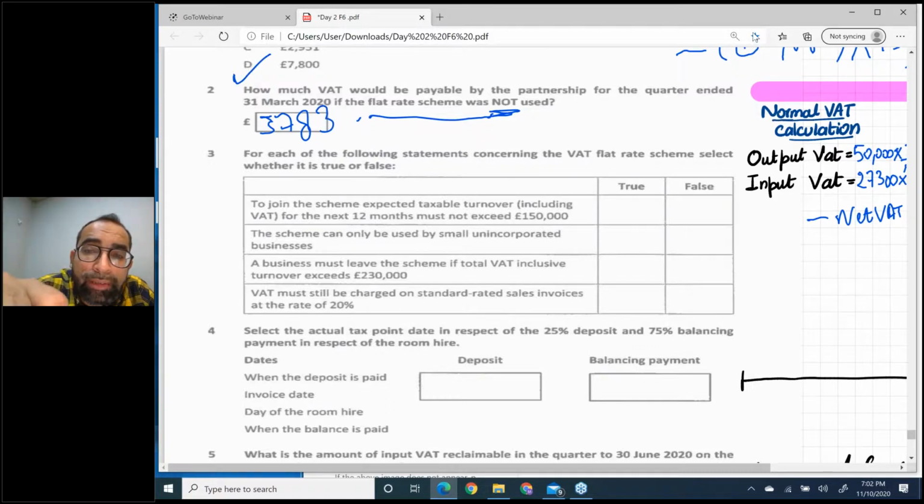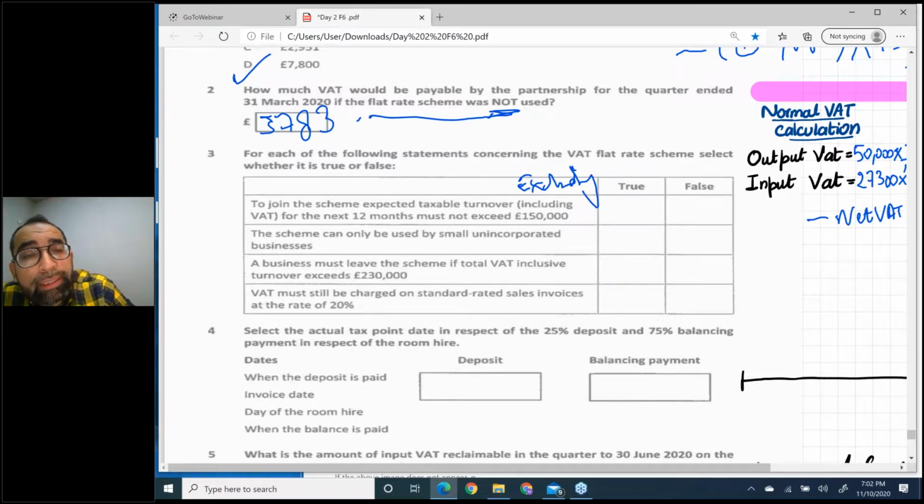But what is written, including VAT? No, it's excluding VAT. This 150,000 limit is correct. See the dodge. The 150,000 limit is correct, but the real law says that this taxable turnover must be excluding VAT. So that's why this point number one is false, just because of the including and excluding mistake.